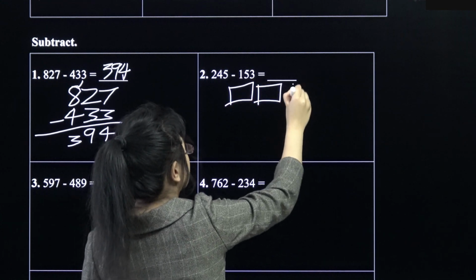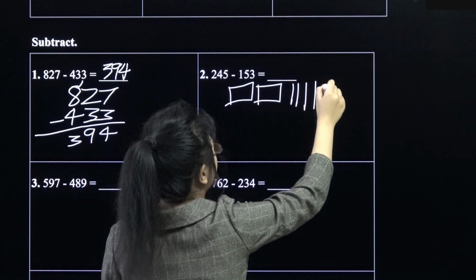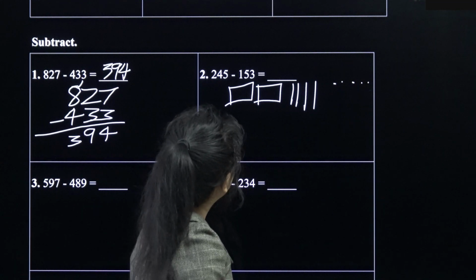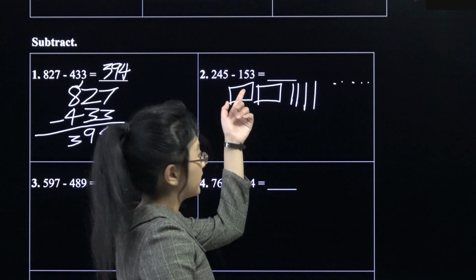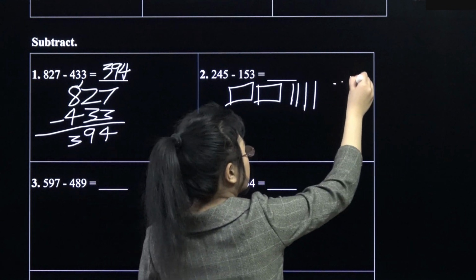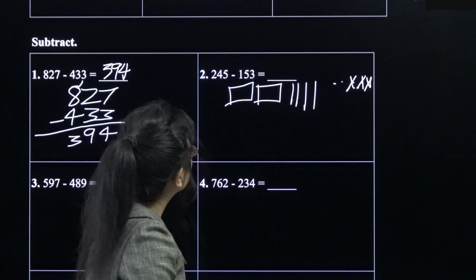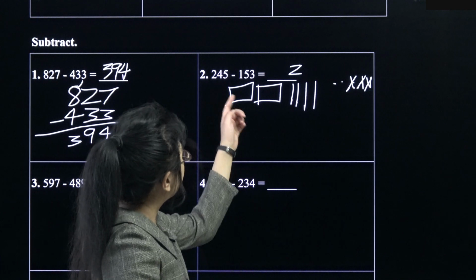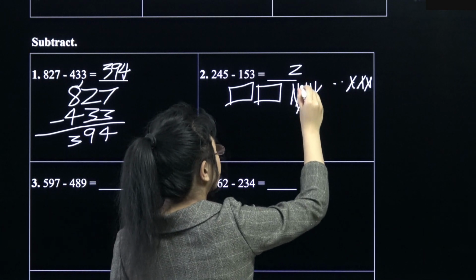So we have 245. So then we take off the 3's. And by 3's, I mean 3 ones. Yay, that works. And we get 2 ones. But we can't take off 5 tens from 4 tens. We can only take off 4.